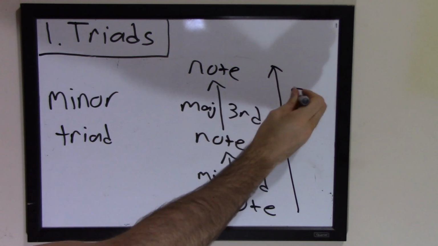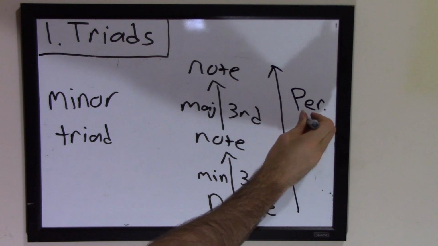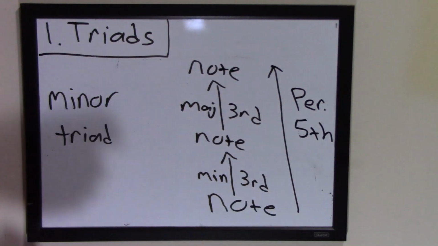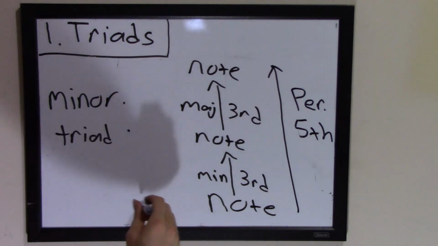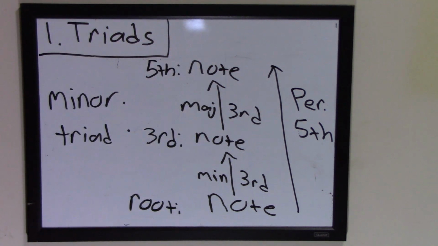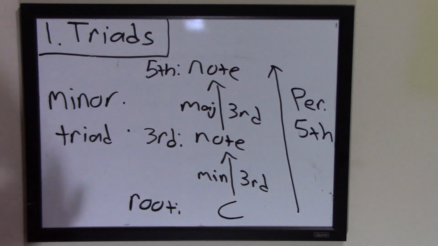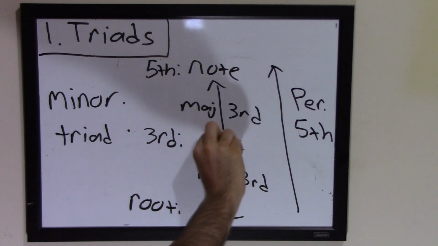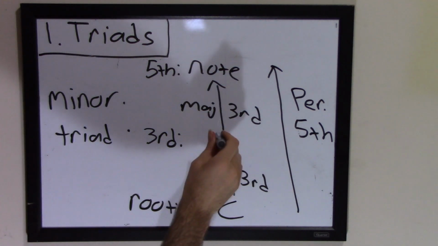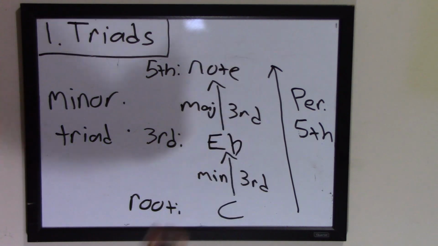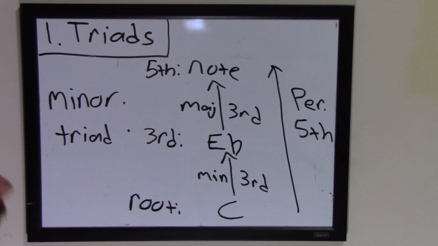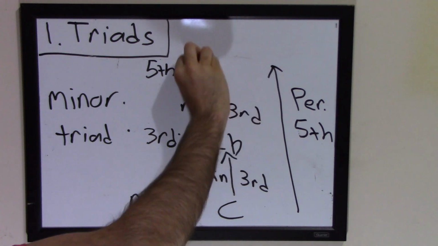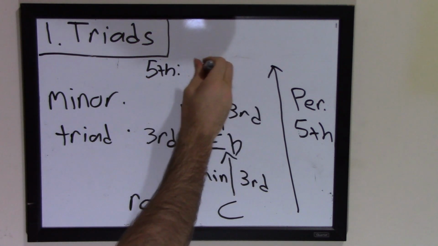Or we can think about it like this. You take the root note, you go up a minor third from the root note, and then you go up a perfect fifth from the root note. For our example, we'll start with C and do the C minor triad. You start with C, that's your root note. You go up a minor third from C to get E flat. When we went up a major third, it was E. Now we're going up a minor third to get E flat. And then you go up a perfect fifth from the root note, and you get G.